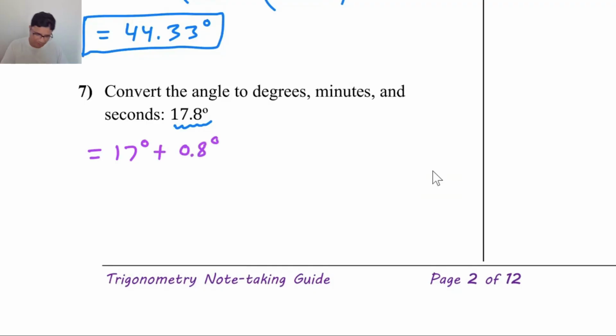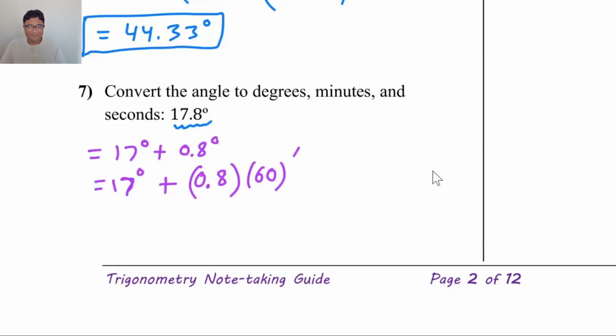Right? So the degree part we are fine, 17 degree. What about 0.8? At 0.8, if you multiply by 60, that is now minutes. From minutes to degree, you divide by 60. From degree to minutes, you multiply by 60.